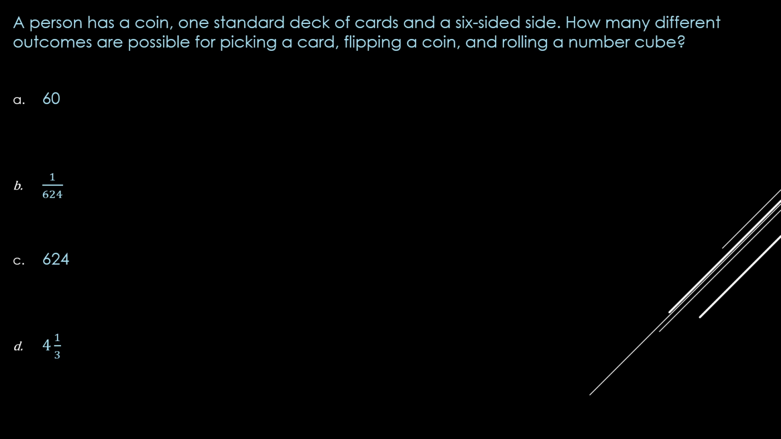and a 6-sided dice. How many different outcomes are possible for picking up a card, flipping a coin, and rolling a number cube? So this question, these are kind of fun. What you have to think about is, well, how many total outcomes do I have for each event? And then you just multiply them together.